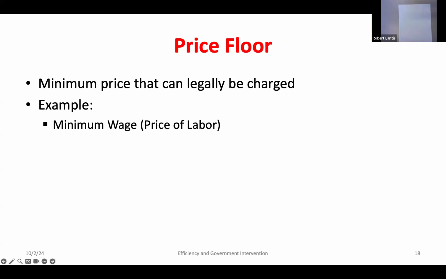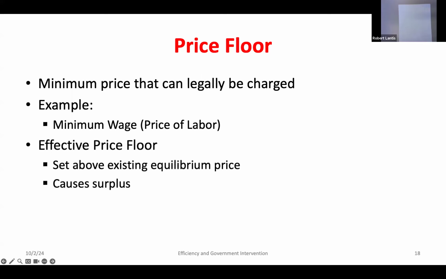Sometimes this would be industries that we think need help. We want to make sure that the price they can charge for their good is a little bit higher, and so we might set a minimum price. So an effective price floor, the exact opposite of a price ceiling, has to be set above the existing equilibrium price. This is kind of counterintuitive, right? An effective price ceiling has to be set below the old equilibrium, and the effective price floor has to be set above the old equilibrium, right? The reason why is because the floor prevents us from going any lower.